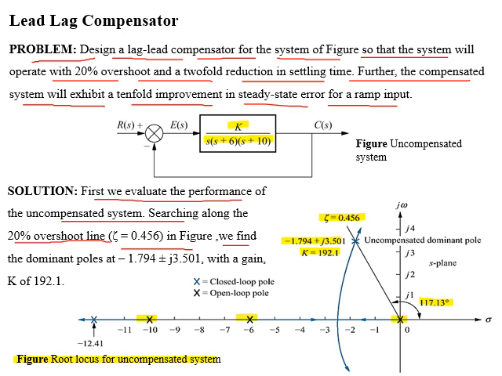Now, the desired point where system will have 20% overshoot will be the point where root locus will intersect the radial line, and that is -1.794 ± j3.501 with a gain of 192.1.